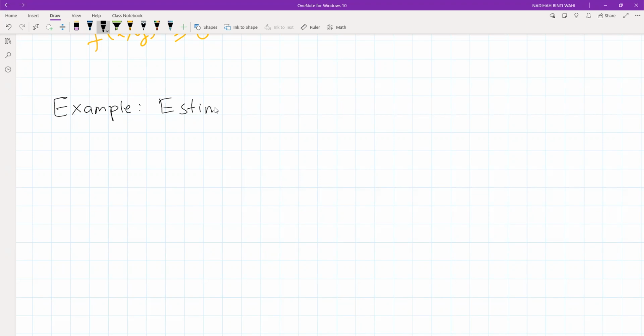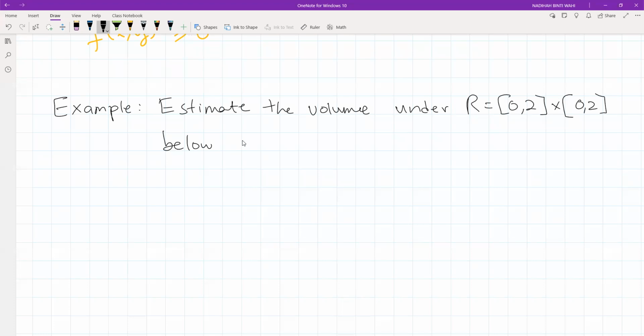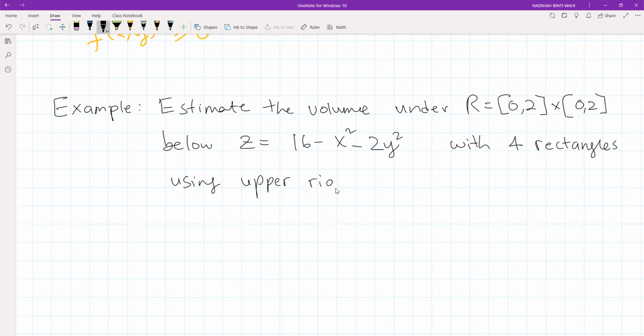Estimate the volume under R equals to 0, 2, and then also 0, 2, below Z equals to 16 minus x squared minus 2y squared with 4 rectangles, using upper right corner for each Rij.